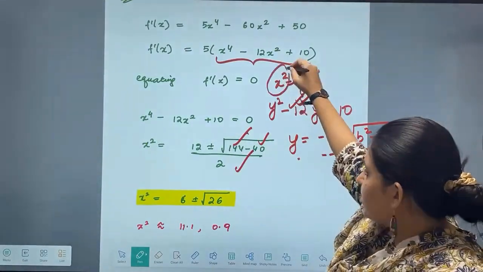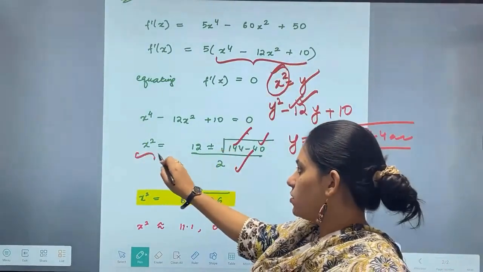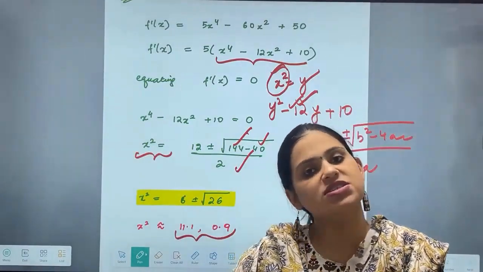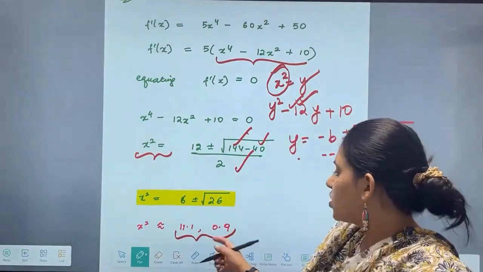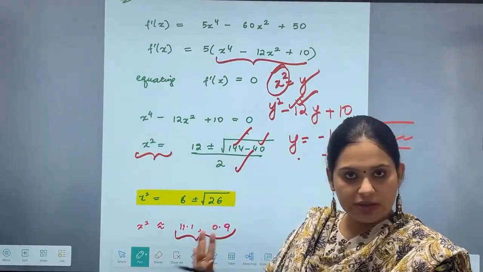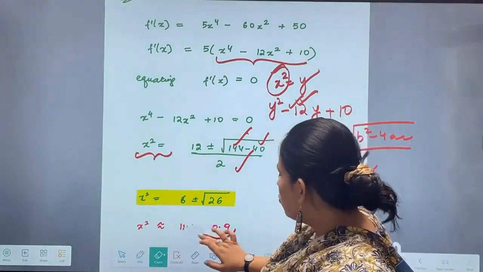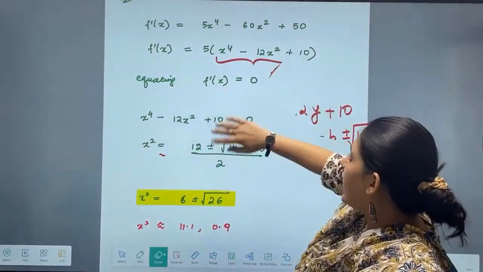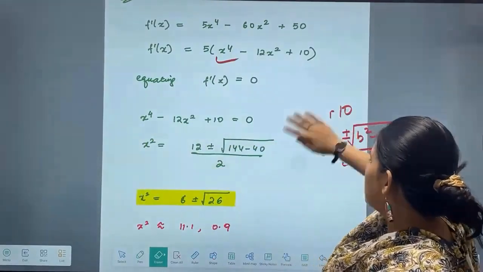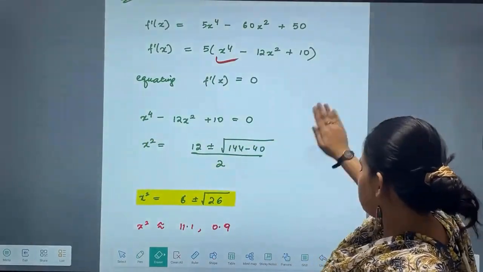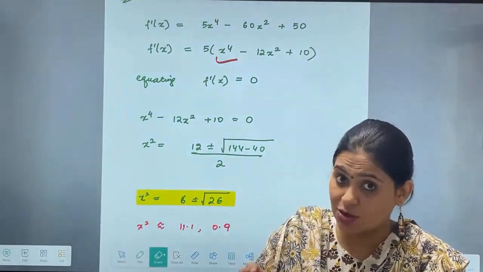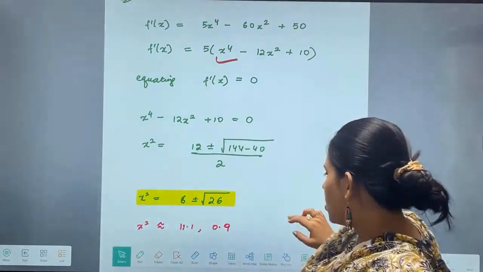But y was nothing but x square. So that will be your x square. So from here you will get x approximately as its under root. So the value of x comes to 11.1 and 0.9. These are the two values of x that you will have. Okay. So I have found out those x's where I am either at a maxima or at a minima. These came out because f dash x is 0. Okay. So now what can I do?